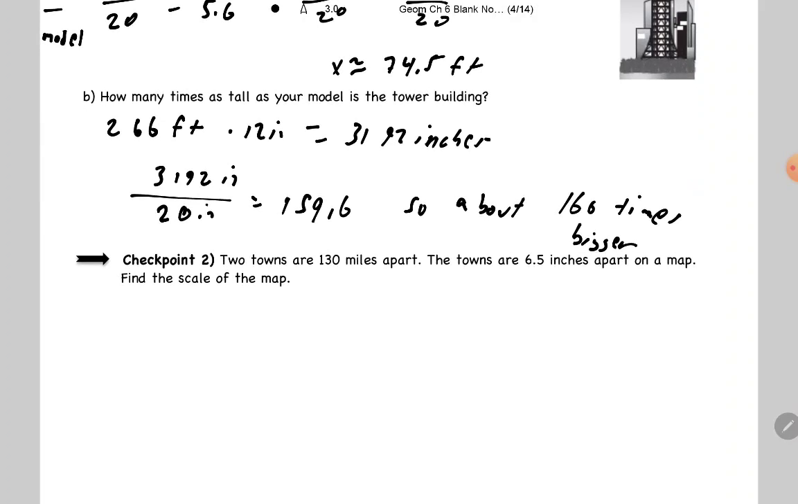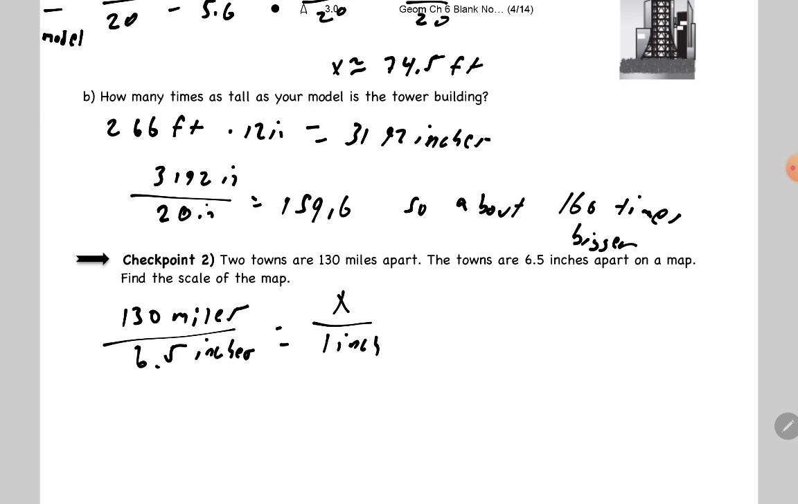Two towns are 130 miles apart. The towns are 6.5 inches apart on the map. Find the scale of the map. So 130 miles per 6.5 inches. And we want to know the scale, so we know it's going to be 1 inch down here.